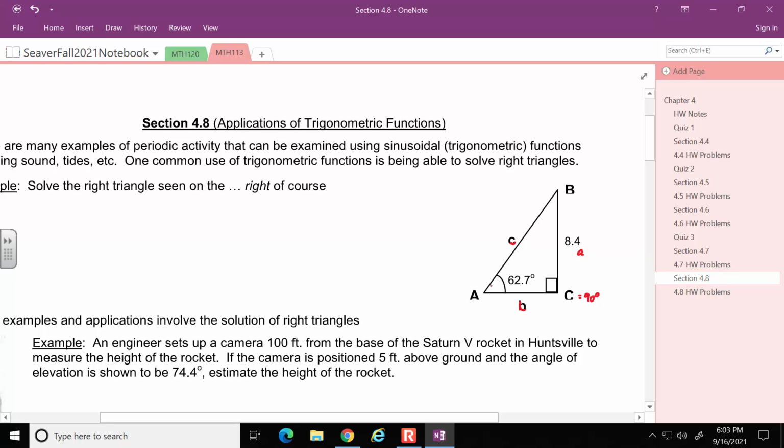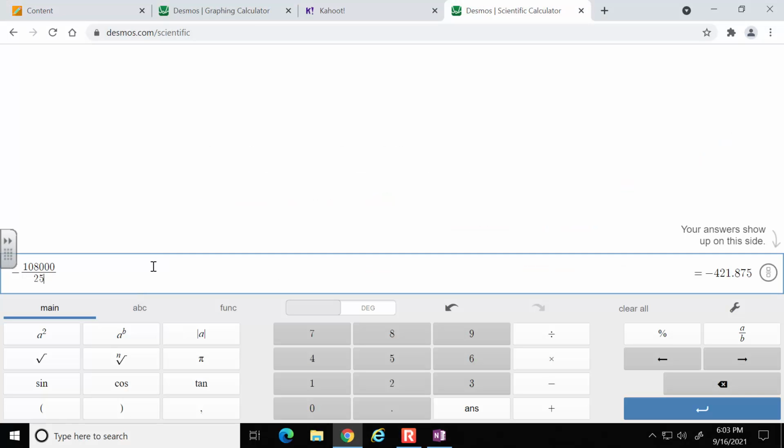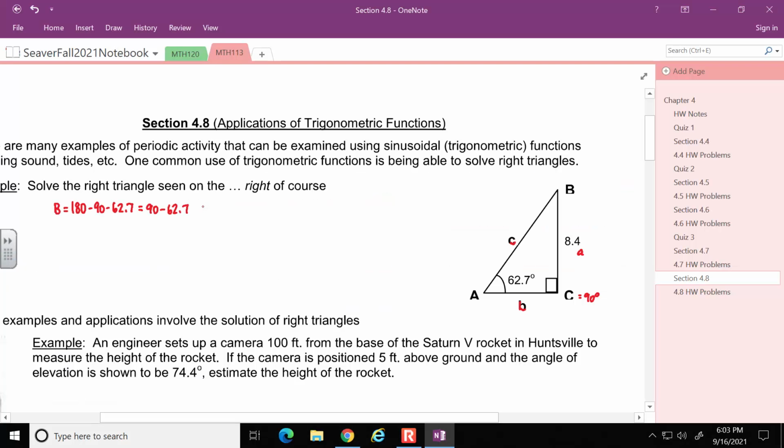So if I have 90 and 62.7, then angle B is going to be 180, and I'm going to subtract from that my other angle measures. So minus 90, obviously, and then minus 62.7. So that's 90 minus 62.7, and I'll go ahead and pull up the calculator. That's 27.3 degrees.